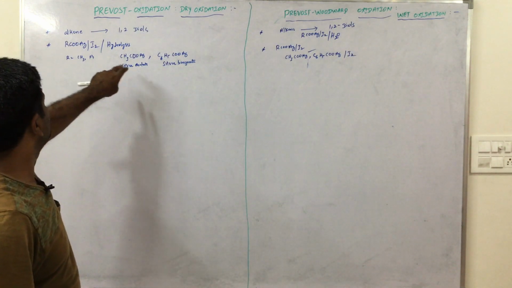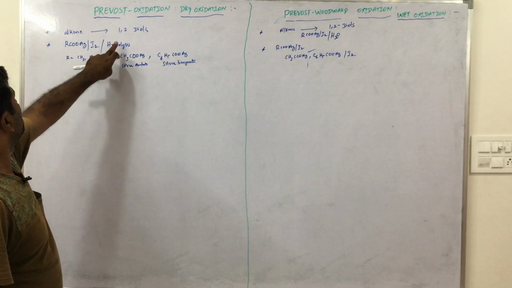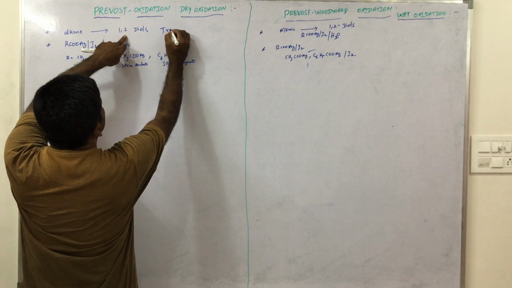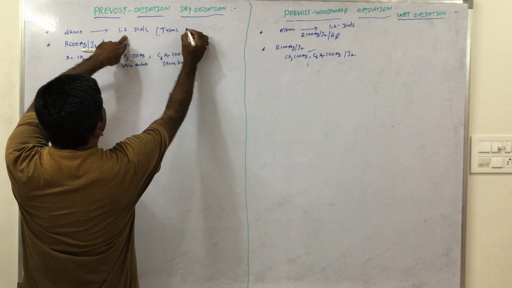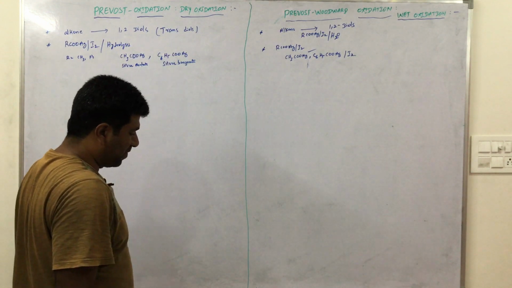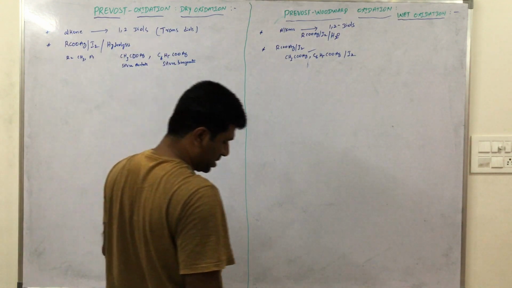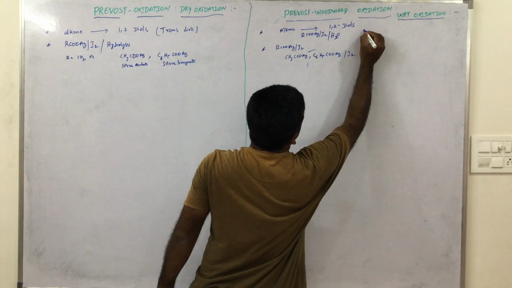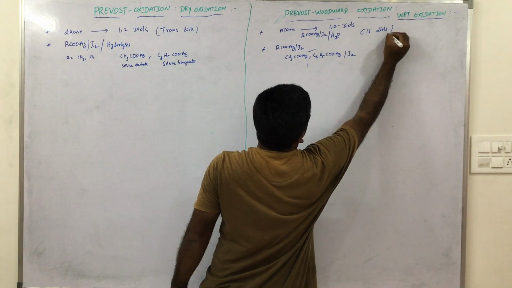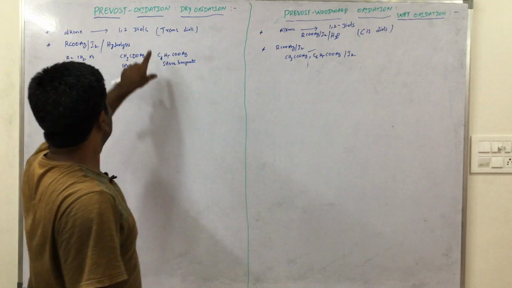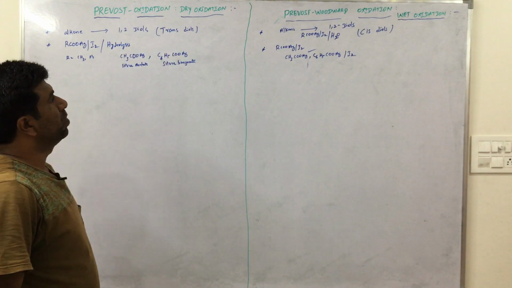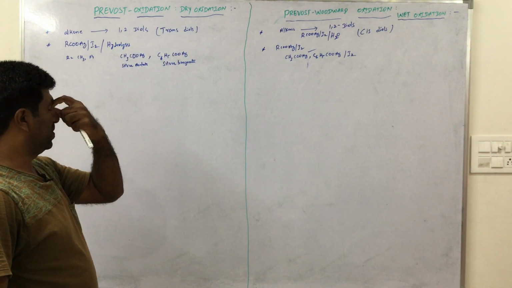So the main difference is the 1,2-diols. Here, trans-diols are formed. Okay, trans-diols are formed in the Prevost oxidation product. In Prevost-Woodward oxidation, cis-diols are formed.